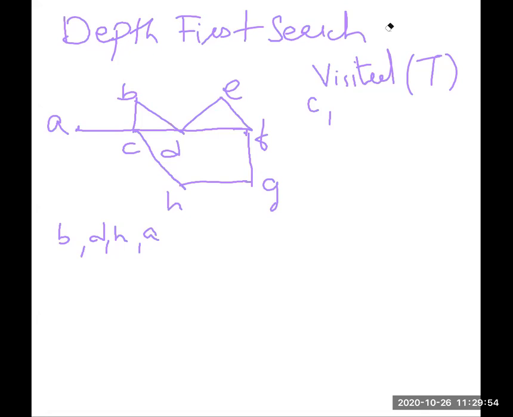Okay, so mark B to be visited. And put the edge C to B in the tree. Now go to B. Find adjacent vertices of B.